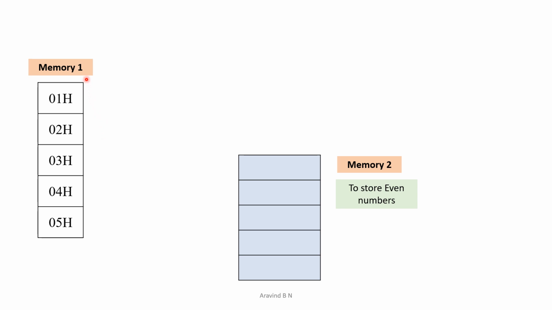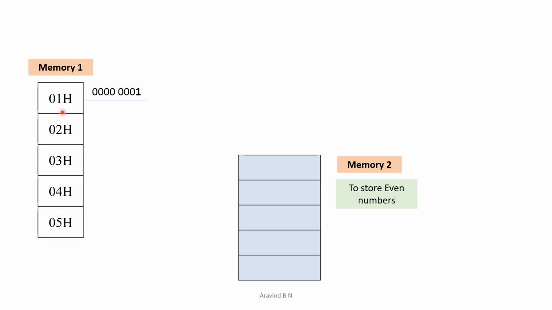So let us take this as memory 1 and this as memory 2. Memory 1 consists of the array of input values, and in memory 2, after evaluating the values of this array, we are going to store the even values. So these are the values that we have considered: 1, 2, 3, 4 and 5. Now let us go through the evaluation procedure.